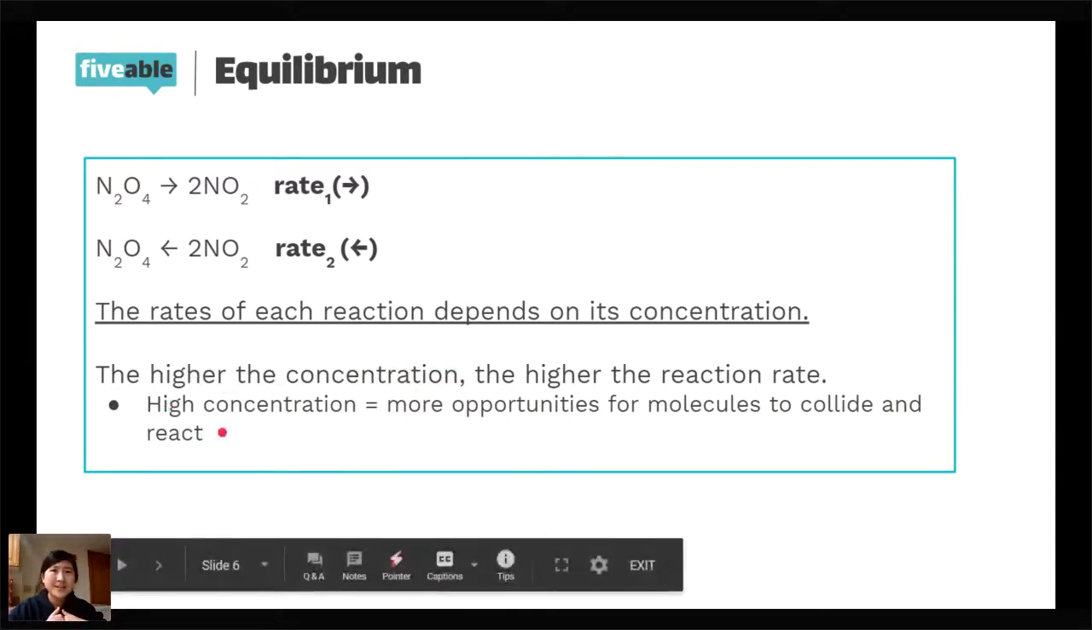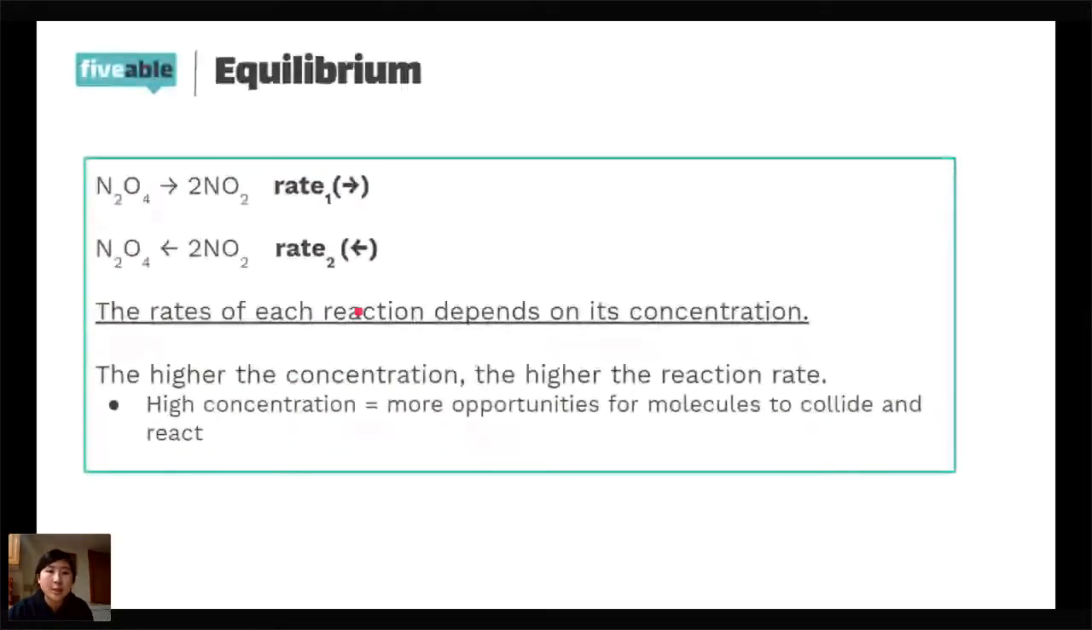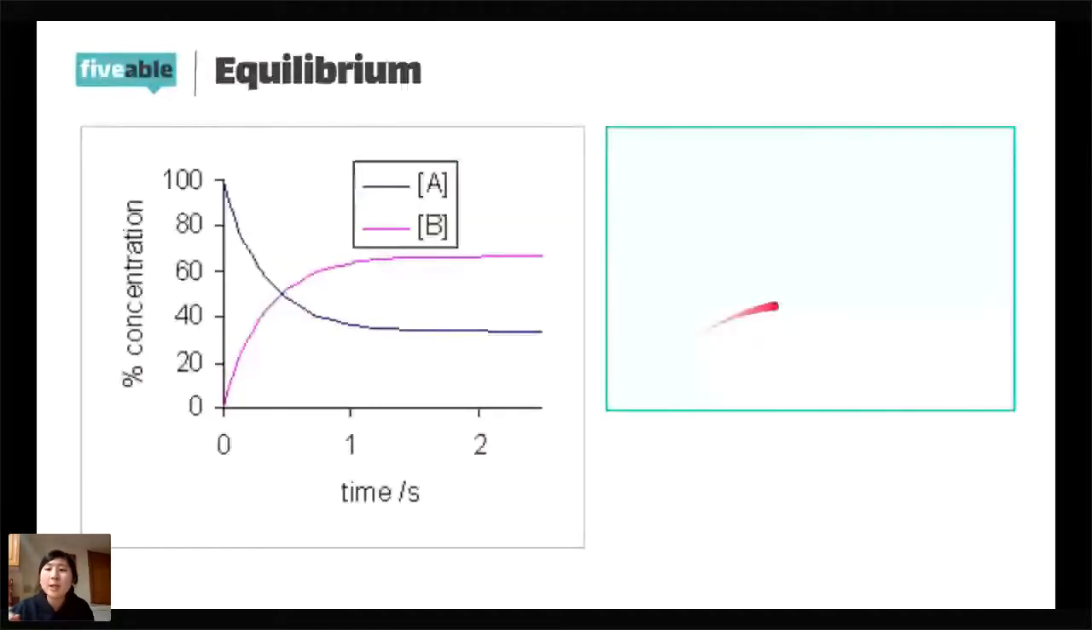So does that make sense so far? If you could let me know. So okay, awesome. So yeah, the rates of each reaction depend on its concentration. Yes, kind of. If you have any questions, feel free to drop them down in the question box. Let me see. Okay, I don't think I have any questions so far.